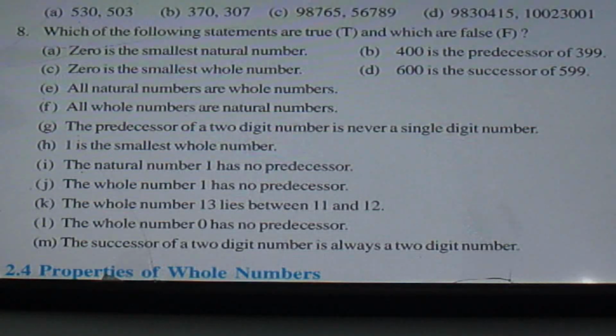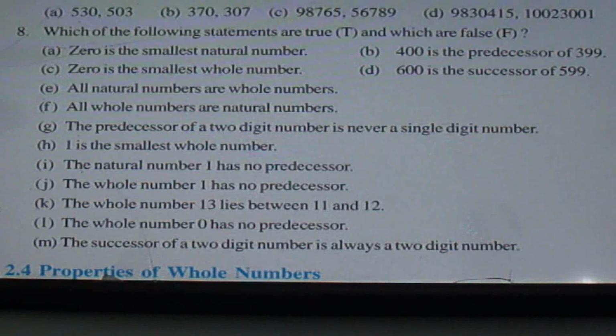Now E. All natural numbers are whole numbers. Natural numbers are 1, 2, 3, 4, 5, 6, 7, 8, 9 and so on. So all natural numbers are whole numbers. Yes, of course it is true. Because natural numbers start from 1 and whole numbers start from 0. So all natural numbers are whole numbers. So E is true.